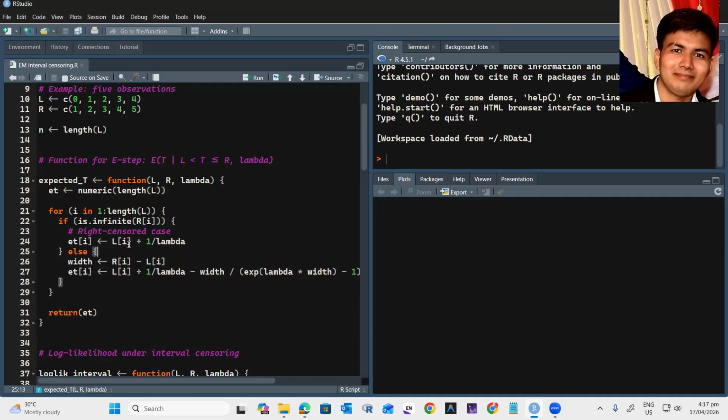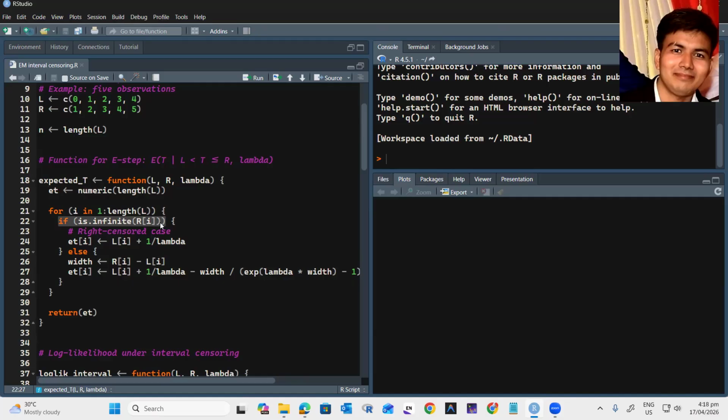et is numeric of length L. It creates a numerical vector of zeros with the same length as L. This will store the conditional expectation. For i in 1 to length of L is a loop for each observation. It will generate a sequence from 1 to the number of observations, and inside this loop we apply an if else condition. So if is.infinite(Ri) means we are going to check whether the right endpoint is infinite, that is a right censored observation.